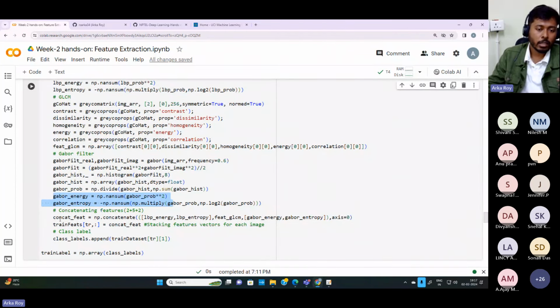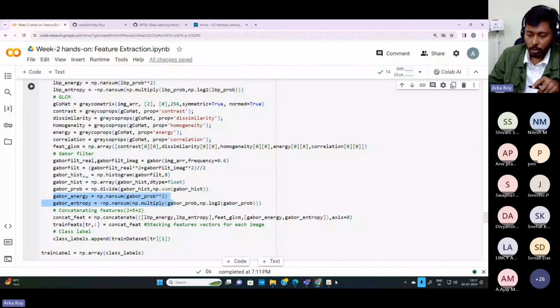So that is why I have written concat feature is equals to NP concat. These are the 2 features from the LBP. These are the 5 features that have been stored already over here in case of feature GLCM, and then you are concatenating the features from the Gabor filters. And in which axis you are actually concatenating them?